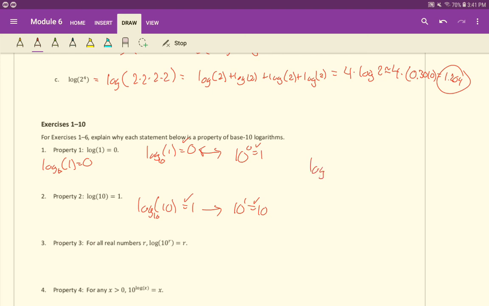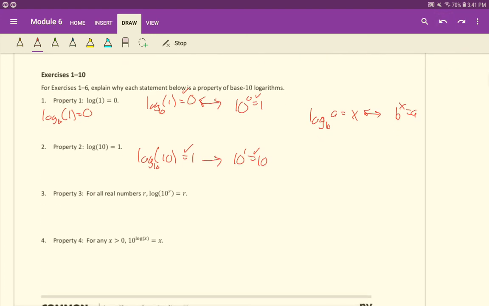Remember, if we have a logarithm with base b of a, and it's equal to some number x, the equivalent exponential form here would be b to the x equals a, right? What power of b is a? The x power. So it's b to the x equals a would be the equivalent exponential form. All right. In the next video here, we'll get into these later properties.